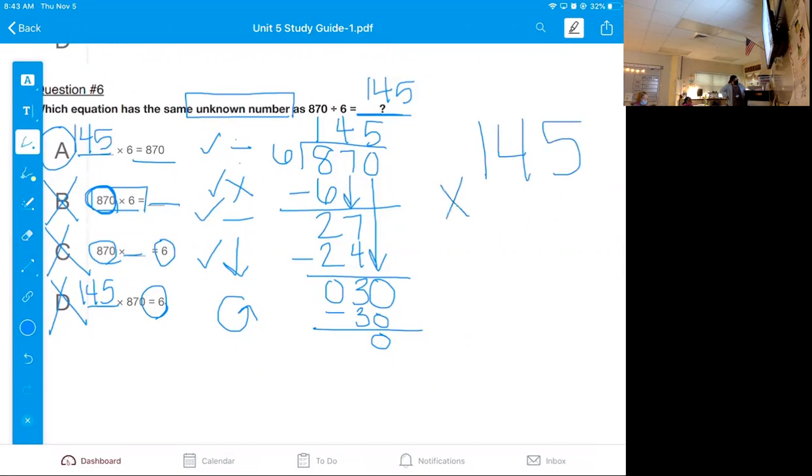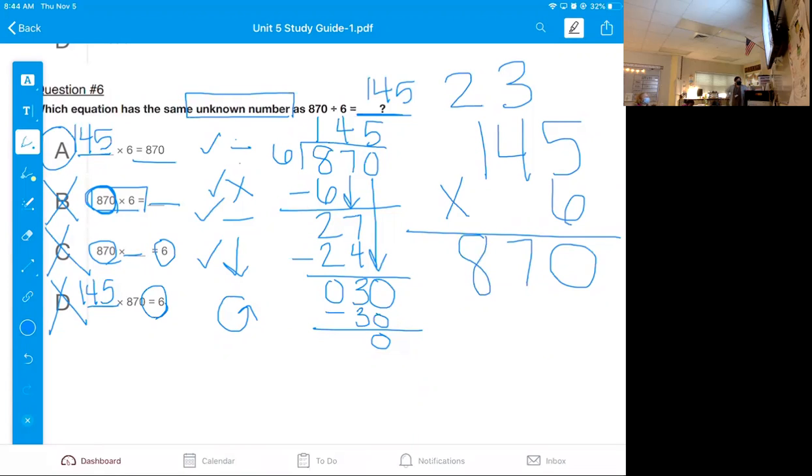This is also how you can check your division and see if you divided right. So what's 5 times 6, everybody? 30. So I would write down a 0 and carry a 3. Now I'm going to say 6 times 4. 24. Plus the 3 I carry. 27. I write down a 7 and carry a 2. 6 times 1, plus the 2 I carry. Is that the number I'm looking for? Yes. So now I know for sure I divided right and A is my answer. Does anybody still have a question about number 6?